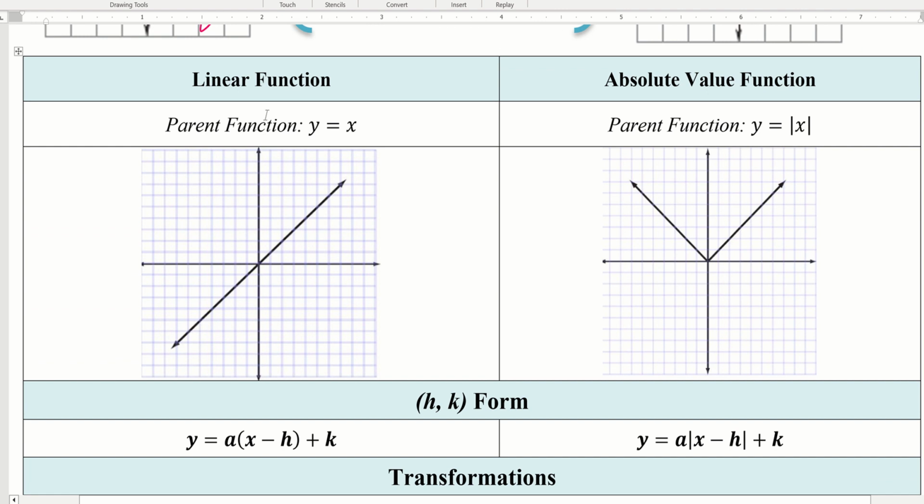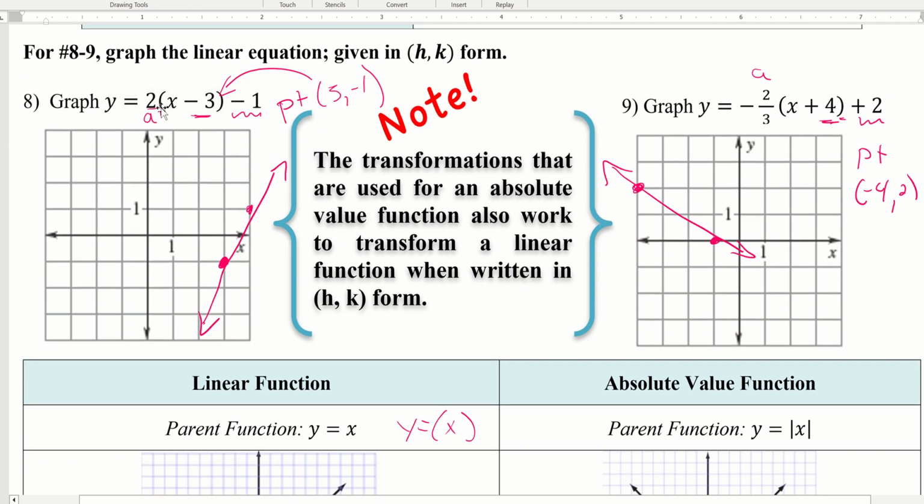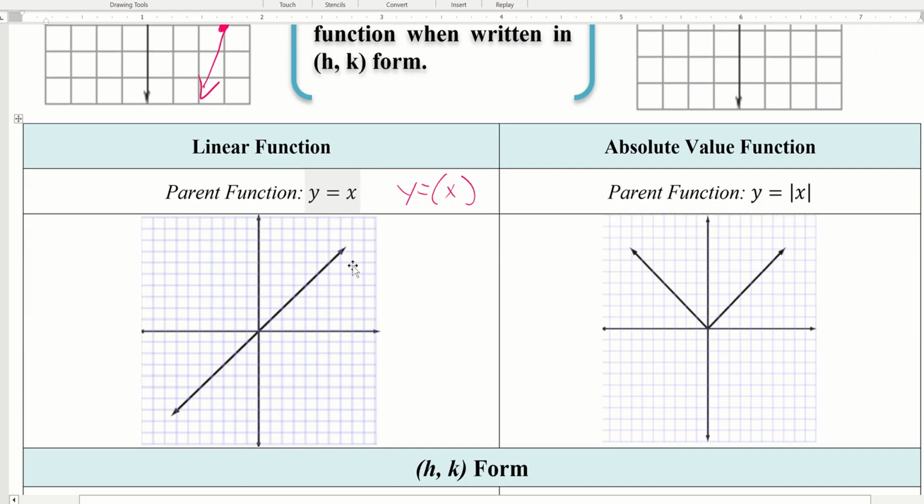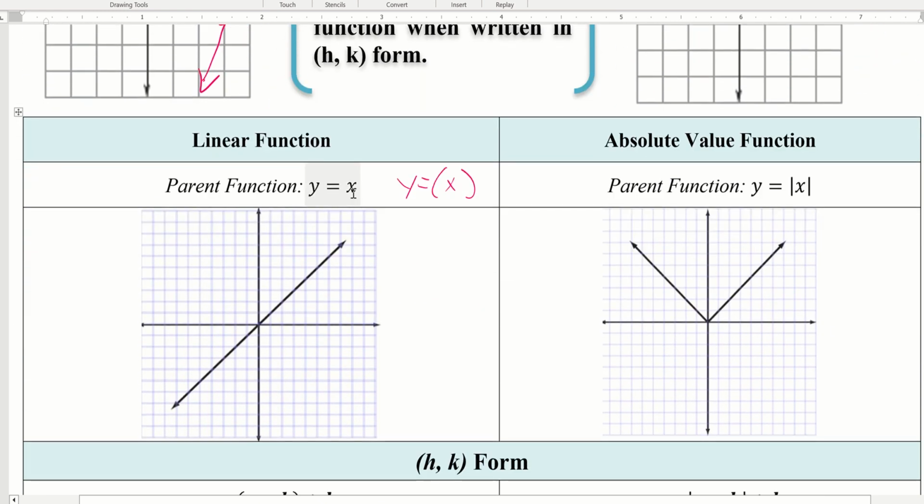Okay, so here's the parent function for each one. Notice for a line, it's just x. For an absolute value, we have the bars around the x. Okay, you'll see it always like this, but remember, it's not wrong if you have the parentheses like this. So whenever it's an HK, you'll see parentheses like this. If it's not an HK, well, this is still technically an HK, but if it doesn't have an h and a k, then you're not going to see the parentheses.